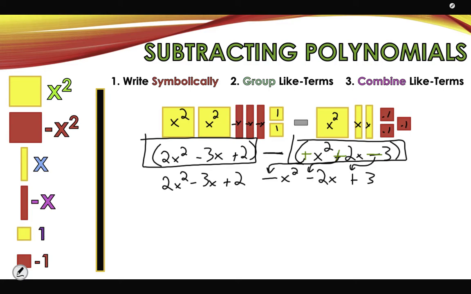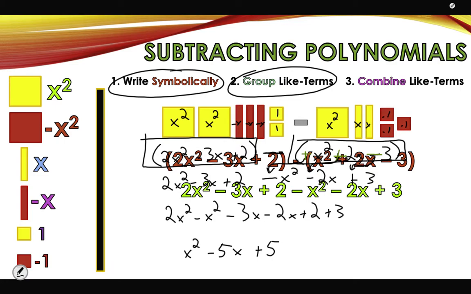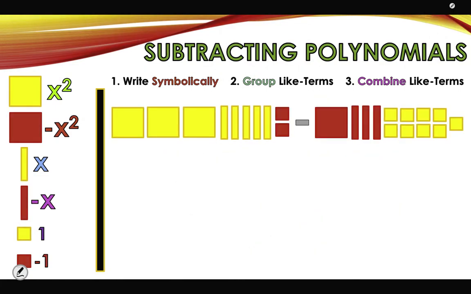Now, so I wrote out polynomial expressions, I distributed, time to group terms. Two x squared minus 1x squared is 1x squared. Negative 3 minus 2 is negative 5. 2 plus 3 is 5. On to the next one.